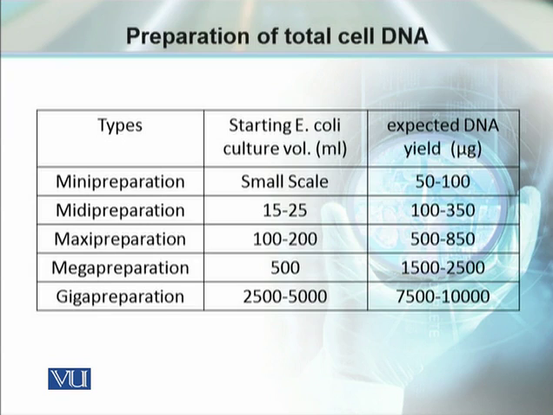The giga preparation can isolate the DNA from 2.5 to 5 liters of the culture media, and the expected yield comes up to 7.5 to 10 milligrams DNA per milliliter.